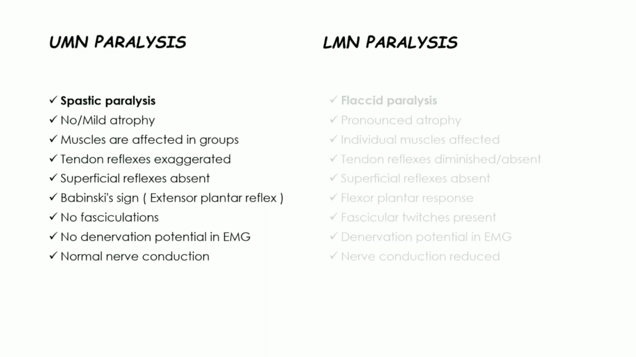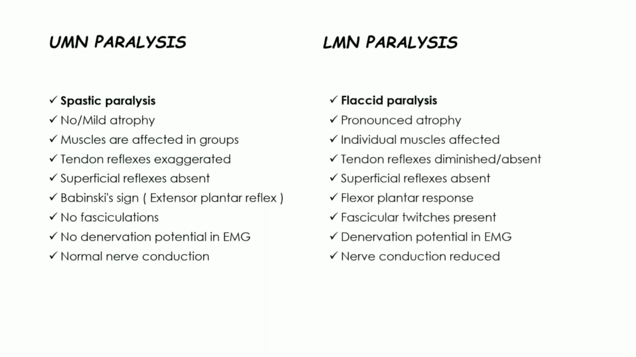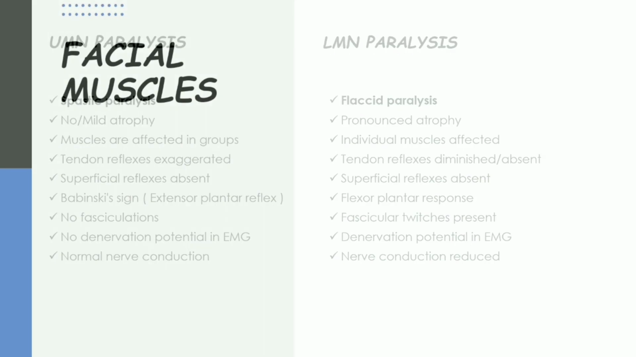How about in LMN? Instead of spastic paralysis, what we get is a flaccid paralysis. Then there is pronounced atrophy. Muscles are affected individually. The tendon reflexes and superficial reflexes are lost. Sometimes the plantar response is absent, or if it is present, it will be a flexor plantar response, not a Babinski sign. Then there are fascicular twitches, a characteristic feature of LMN lesion. Then denervation potential is seen, and the nerve conduction is reduced because the nerve itself is damaged. So that is about upper motor neuron paralysis and lower motor neuron paralysis.